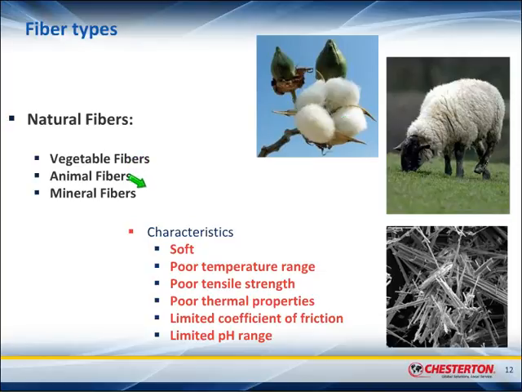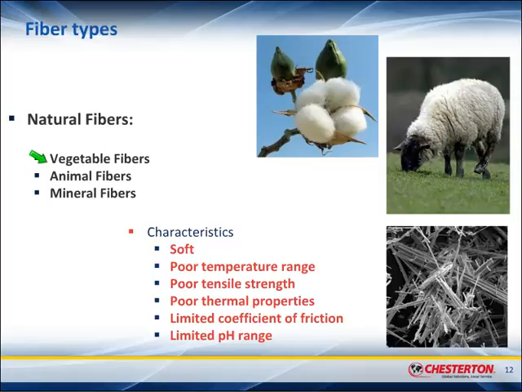And they can be mineral fibers. Mineral fibers are, for example, asbestos. It's a mineral fiber, but it's a natural fiber. So in general, animal fibers are not used so much for compression packing. Vegetable fibers are. Mineral fibers such as asbestos are pretty much banned. But vegetable fibers are still pretty much used, particularly in cheaper types of packing.